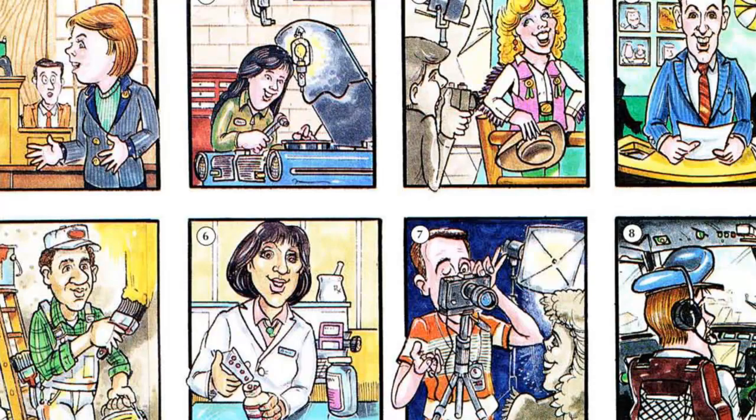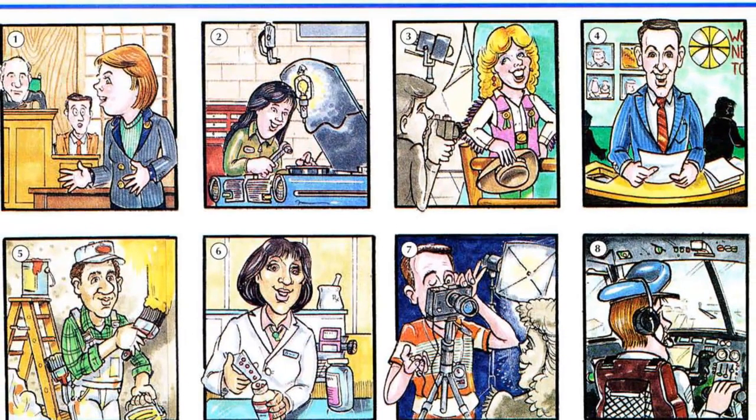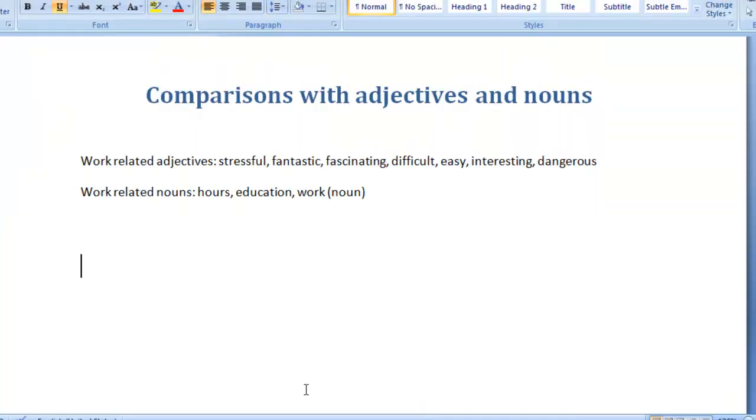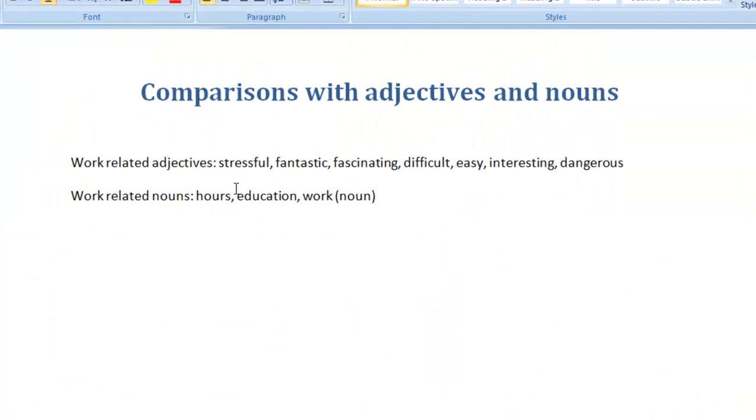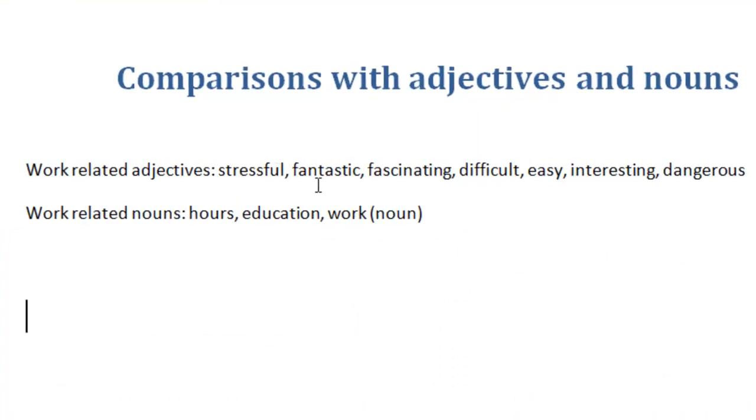So let's try to make the comparison between two jobs. What we'll do is we'll select these first two, as you can see here. So we have this one looks like a lawyer, and picture number two looks like a mechanic. So let's make the comparison between a lawyer and a mechanic. Before we do that, we want to have some work-related adjectives in mind, such as stressful, fantastic, fascinating, difficult, easy, interesting, dangerous. And of course, there are many more, but because of time, we're not going to go through a lot of other adjectives.